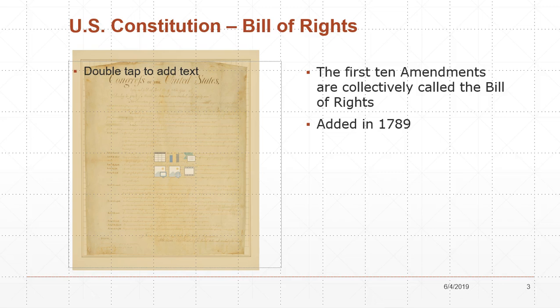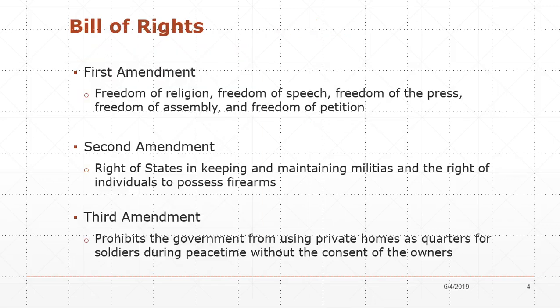But even after writing a fantastic document, there were some things that were left out, and there was a lot of argument among the delegates as to the addition of some of these other rights. So the first 10 amendments to the Constitution were adopted in 1789, and they're collectively called our Bill of Rights. Let's look at each one of these.